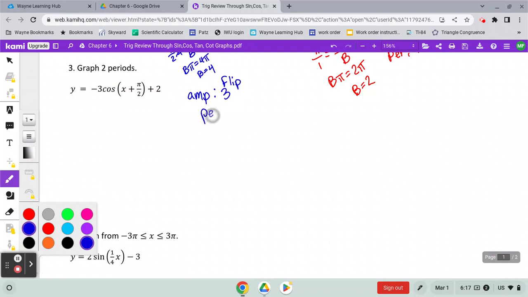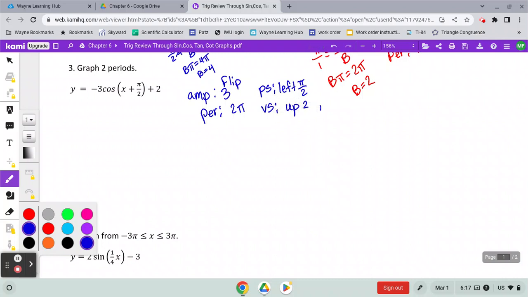Your b value is 1, so the period is just 2 pi over 1. Your phase shift here is going to be to the left, pi over 2. Remember, phase shifts are kind of the opposite of intuition, so plus pi over 2 actually means to the left. And then finally, the vertical shift here is going to be up 2.